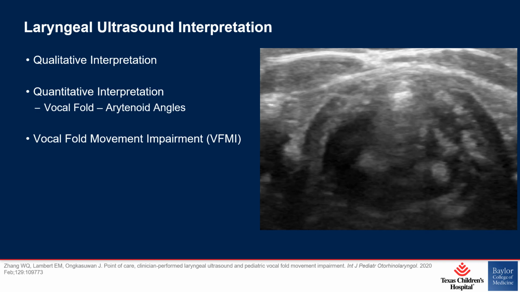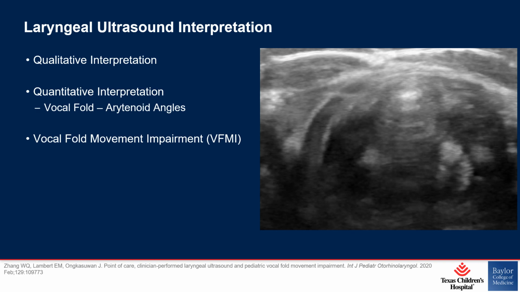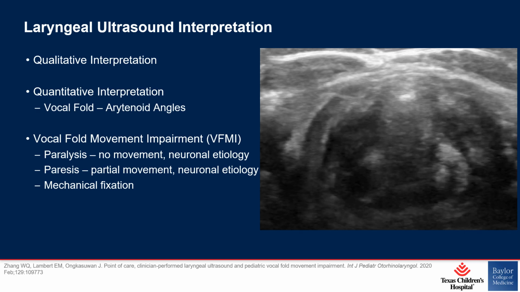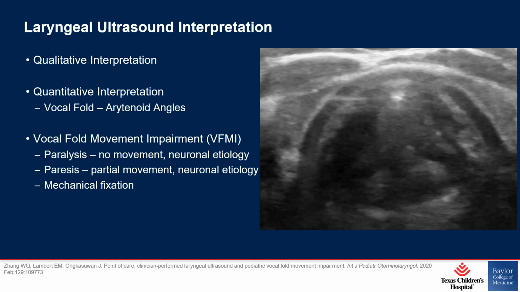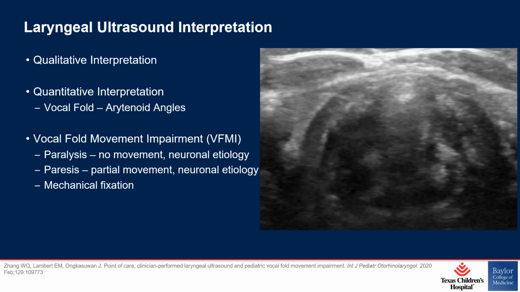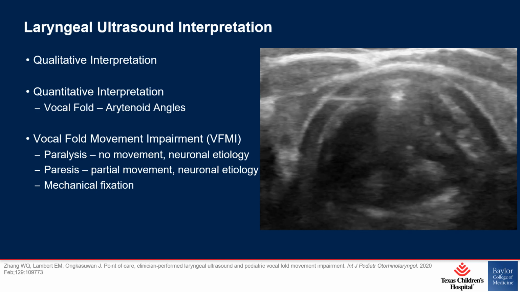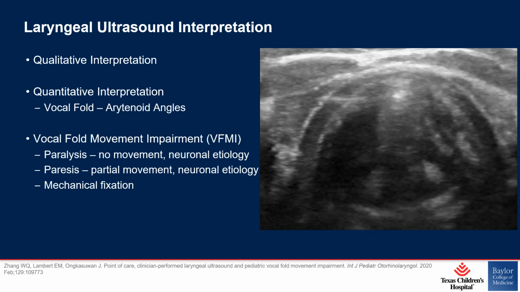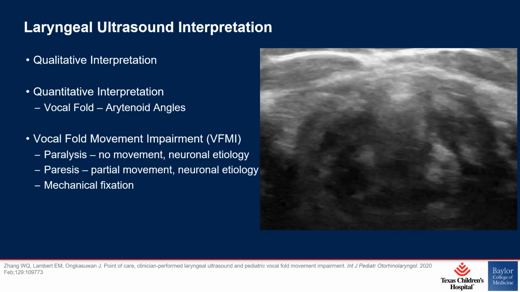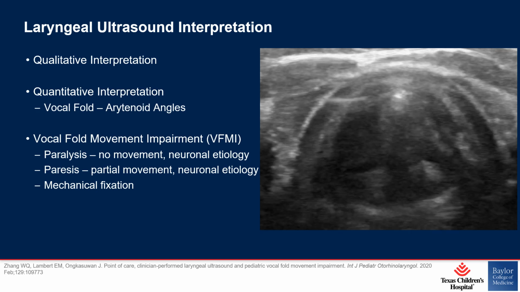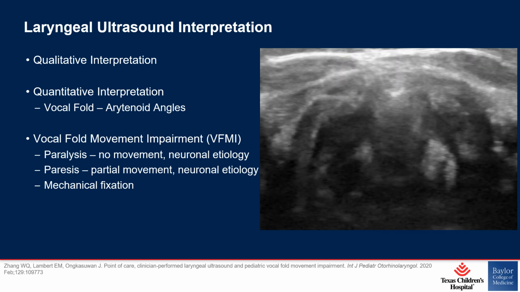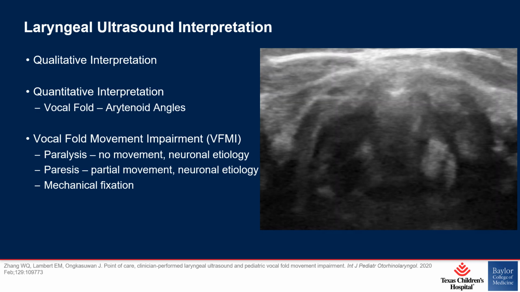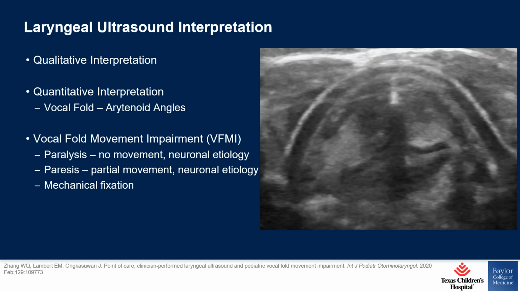Vocal fold movement impairment. This term is inclusive of paralysis, paresis, and mechanical fixation. Paralysis means no movement due to a neuronal etiology. Paresis means there's some movement, presumably due to a neuronal etiology. And a mechanical fixation means that the nerve is fine, but there's a reason why the joint won't move, such as scar tissue or ankylosis of the cricoarytenoid joint.